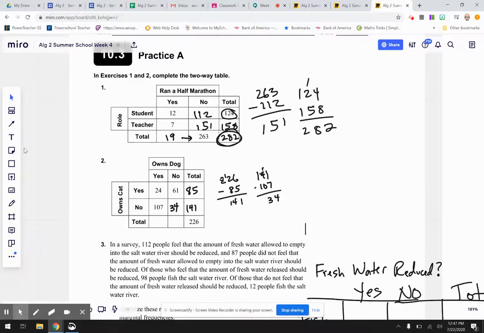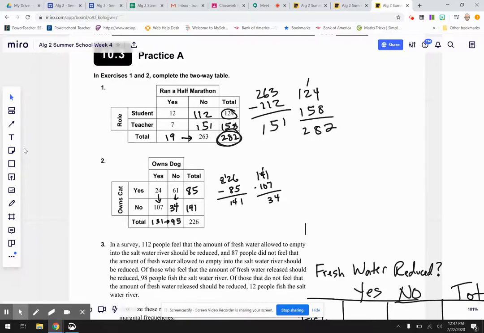So how many people do own a dog? That would be 131 when you add these two together. And then how many people do not own a dog? That would be 95 when you add those two together. And if you add those two together, that should give you your 226, which it does.